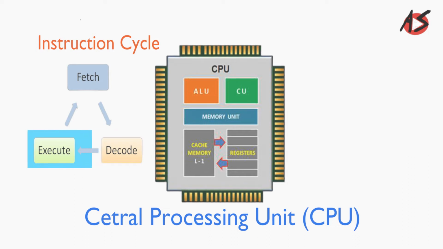Execute: depending on the CPU architecture, this may consist of a single action or a sequence of actions. Various parts of the CPU are electrically connected so they can perform the action and we get the desired output.